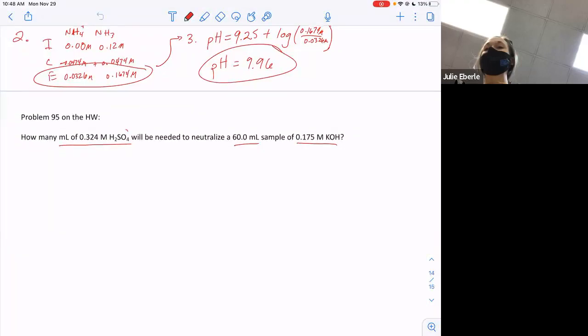Oh wait, we don't have a volume of the acid, we're given the molarity. I didn't read the whole problem. Okay, but anyways, we're going to start with the only volume we're given. So 60 mL, and the first thing we're going to do is convert to liters. So 1,000 milliliters for every 1 liter gives us 0.06 liters, right?